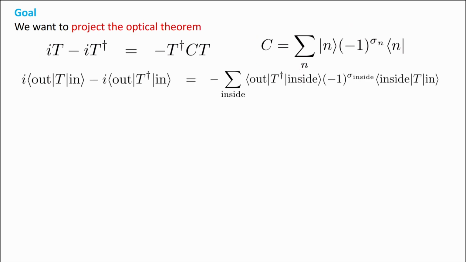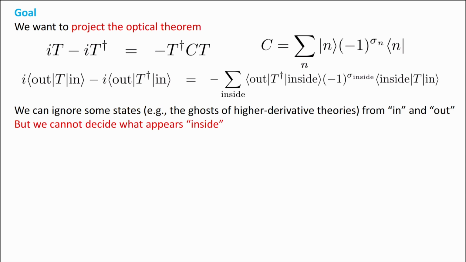In particular, if you insert in and out states, you have an identity for amplitudes. This is the amplitude. Here you have the conjugate amplitude, and on the right hand side you have a certain sum where you have amplitudes and conjugate amplitudes multiplied by minus signs or plus signs depending. Now the point is that if you want to get rid of something, it's easy to ignore states like the ghosts you do not want from the in and out sets of states. So in and out is something you can choose. You can put anything you want there.